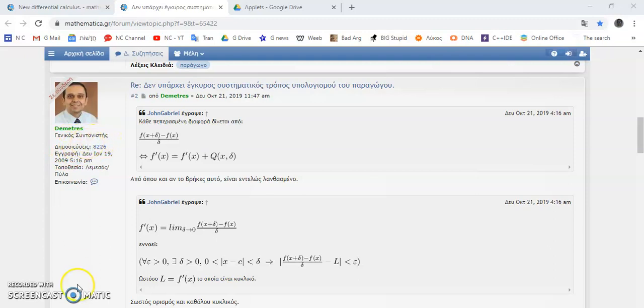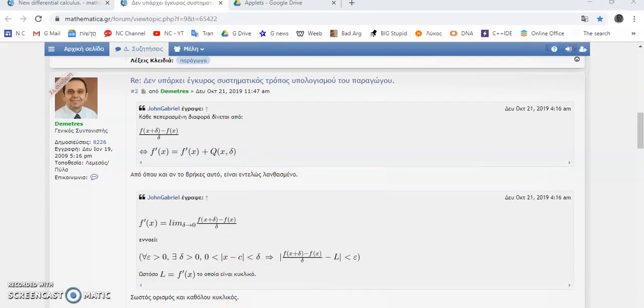Syndonistis, I think he's just a general administrator, says to me, "Από όπου και αν το βρήκες αυτό είναι εντελώς λανθασμένο." So he says, wherever you found this, this is completely wrong. So he's already insulting me. Okay, so now I'm going to show you, without further ado, that what I wrote there is completely right.